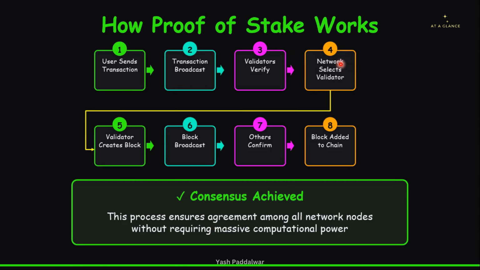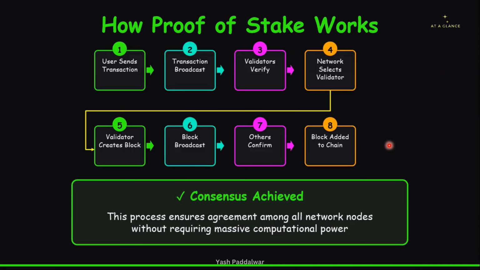In the fourth step, the network selects a validator. That means whichever validator has the highest stake, that particular validator will be selected for creation of the block. Okay. In the fifth step, the validator will create a block which has to be added to the blockchain. Now, in the sixth step, the block created by the validator will be broadcasted in the blockchain network. In the seventh step, the block will be confirmed or verified by the other validators which are present. Okay, and once it is validated, the block is then added to the blockchain in the eighth step.